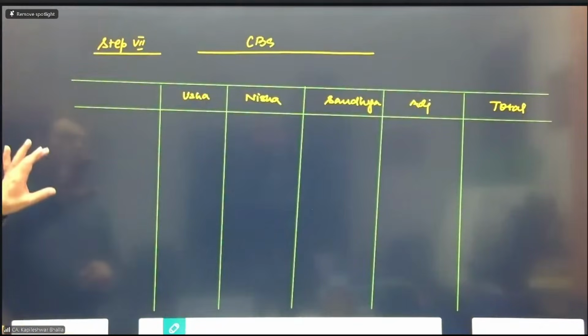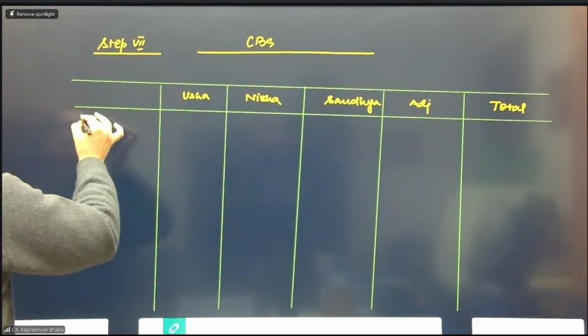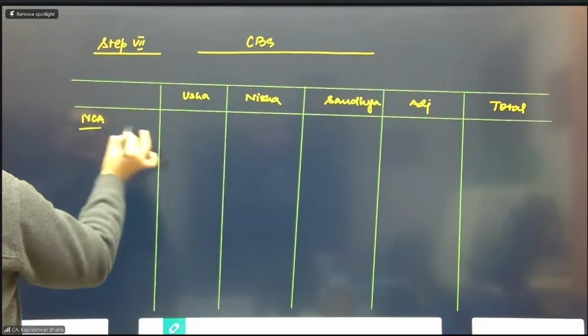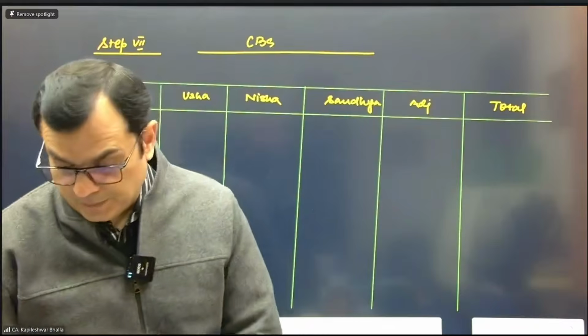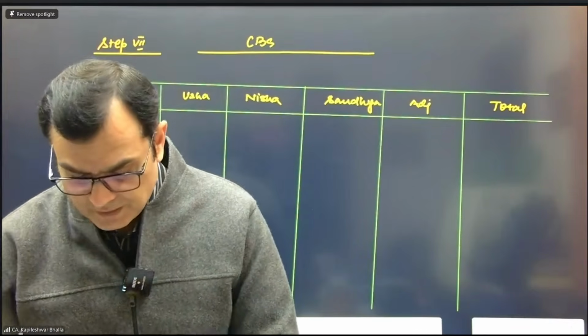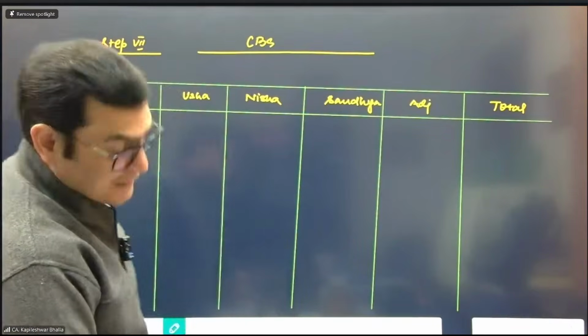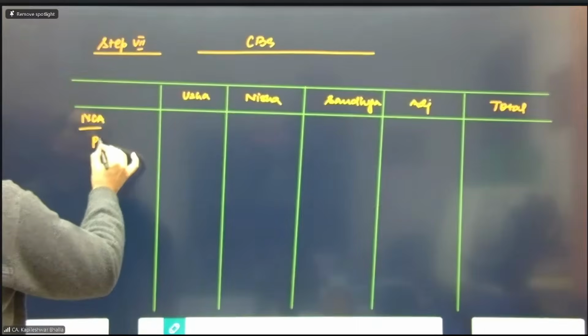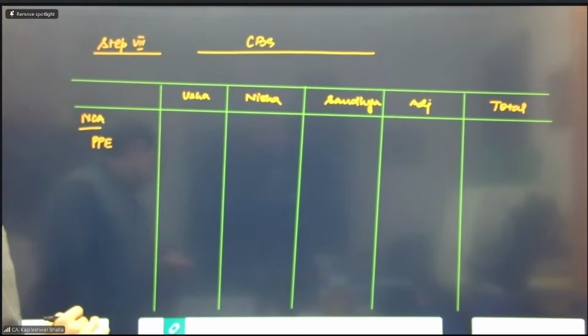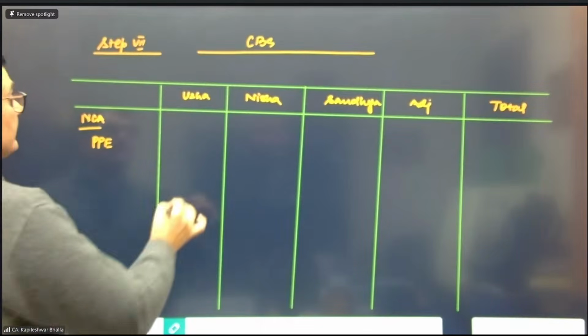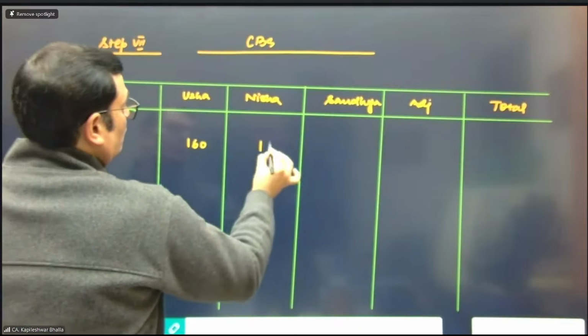So let me begin with the asset side of the balance sheet. We've got the non-current assets, keeping the balance sheet with me. We've got the tangible assets, that is PPE. That's, I think, 160. Then it is 180.